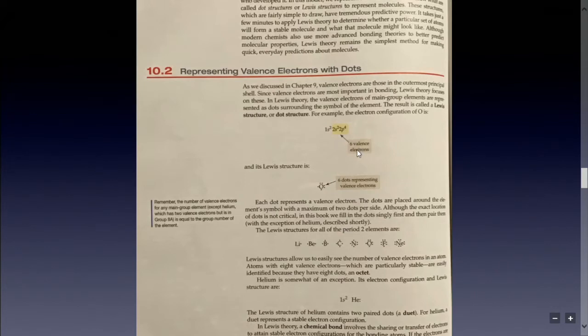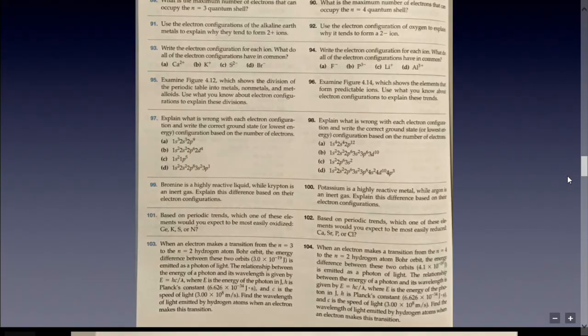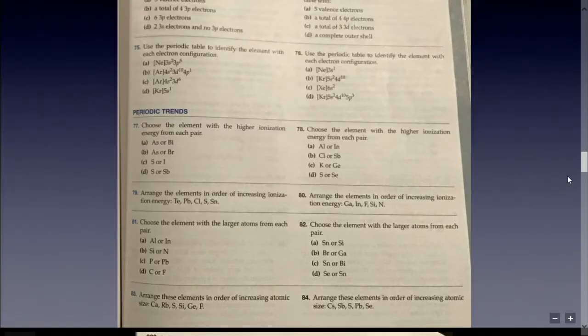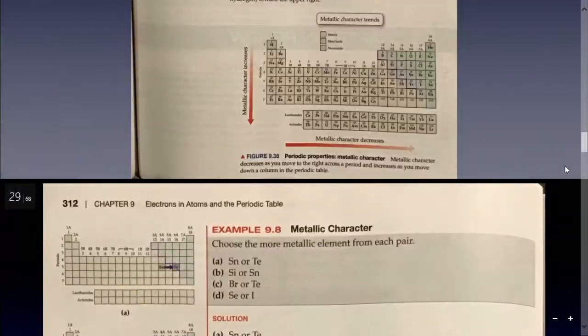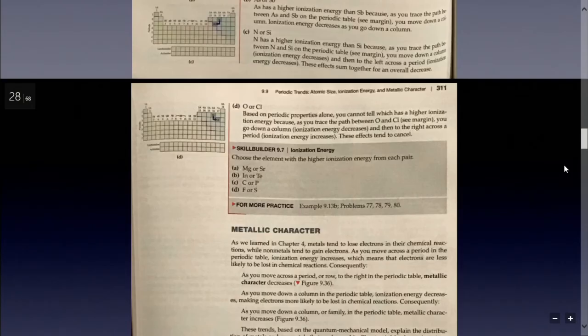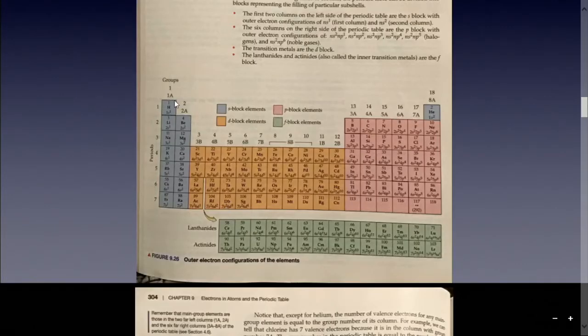Another way to remember this, if you want, is that only the S and the P electrons are actually valence electrons. So the electrons, I'm just going to scroll back up here. This might make more sense to you. When we talk about the periodic table, remember how it was broken up into blocks? Well, only the electrons in the S block and the P block are going to be considered valence electrons.